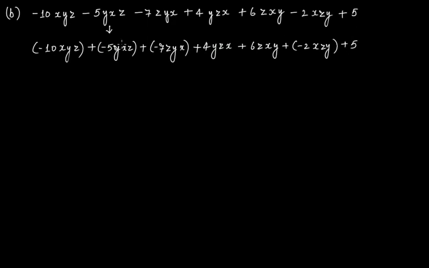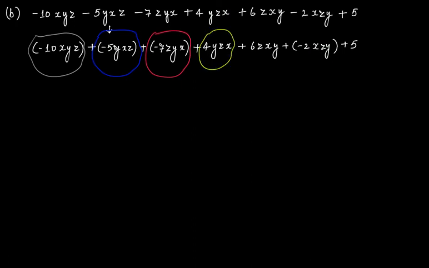Now we have 1, 2, 3, 4, 5, 6 and 7 terms. So this is term number 1, this is term number 2, this is term number 3, this is term number 4, this is 5, this is 6 and this is 7.